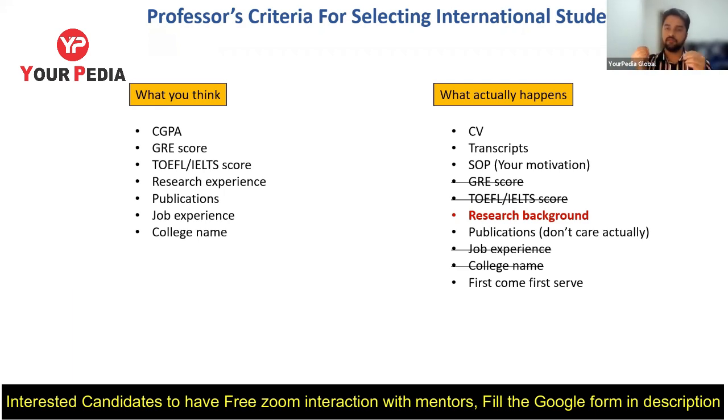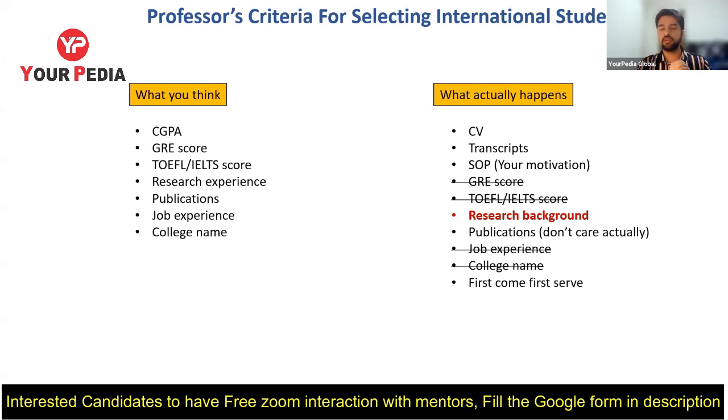But otherwise, if your research background is good and you have some technical background in the same field in which the professor is working, they actually don't care about the GRE or TOEFL score. So the university's criteria is there. If the university criteria is there, you have to write the GRE and the TOEFL, but the professors don't care about the GRE and TOEFL score.